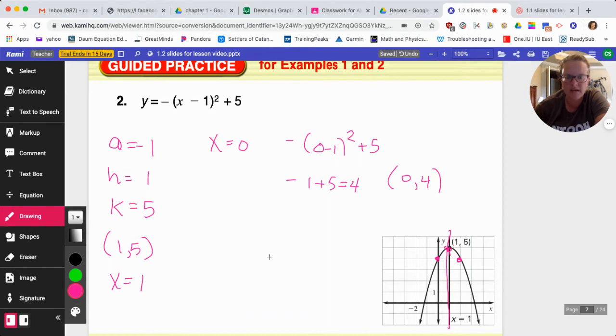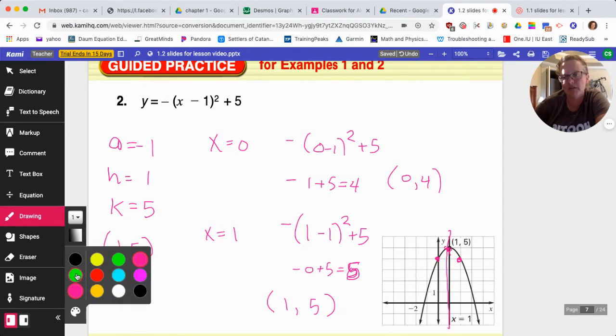Now let's go ahead and do x equals 1. 1 minus 1 is 0. So I have 0 plus 5. So my ordered pair would be 1, oops, that's funny. Over 1 up 5. Oh, for goodness sakes, it's my vertex. You really don't want to do the vertex. You guys are catching all my mistakes.